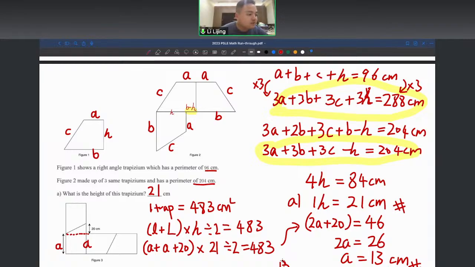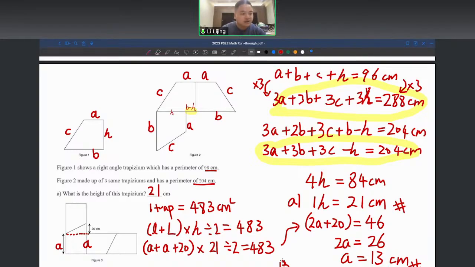Right. So how many of you get this part correct also? Yes, correct. Yeah, okay, congrats to those who get this question correct.